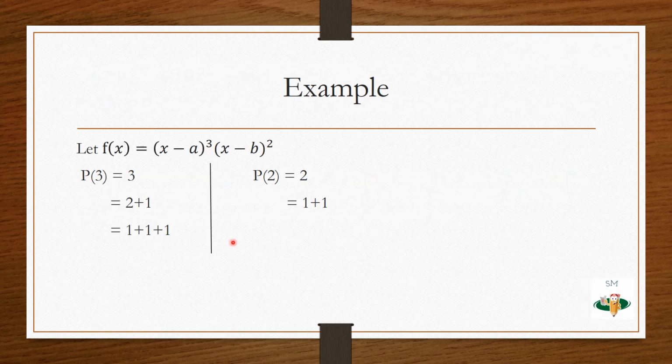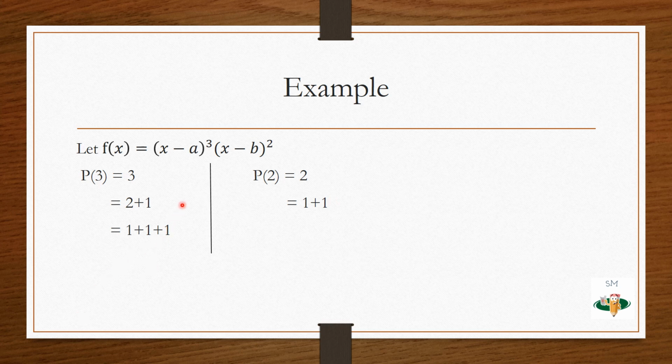First example, f of x is equal to (x minus a) whole power 3 into (x minus b) whole power 2. So a is repeated 3 times and b is repeated 2 times. Here first find the partition of 3, then find the partition of 2. Already we know the partitions of 3 are 3, 2 plus 1, 1 plus 1 plus 1. Here P of 2 is equal to 2 or 1 plus 1. There are two possibilities. So the total number of Jordan canonical forms will be, here we have 3 cases, here we have 2 cases, so 3 into 2, 6 cases exist. Total Jordan canonical forms is 6.